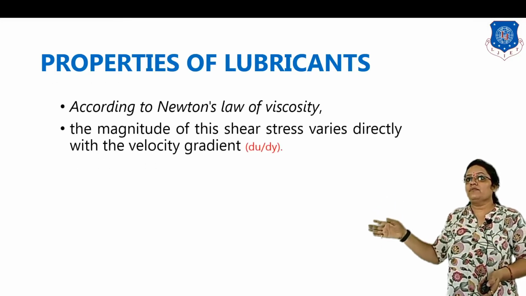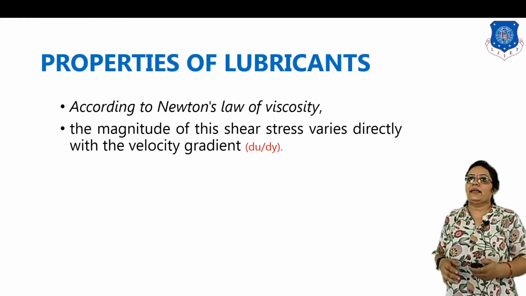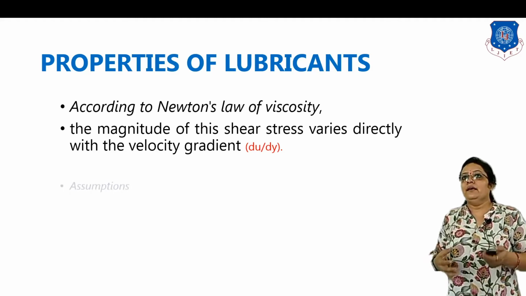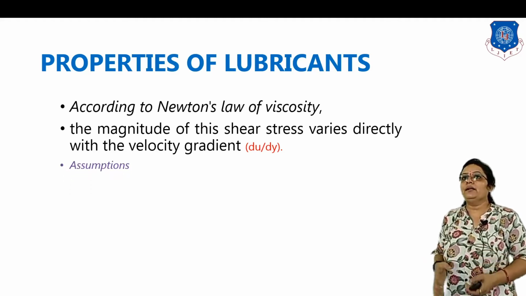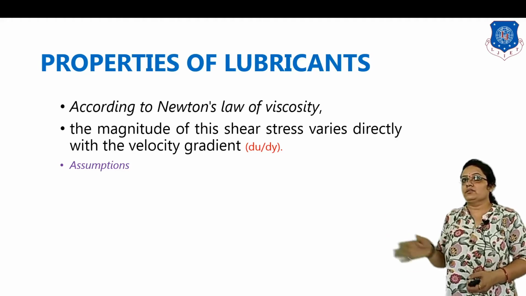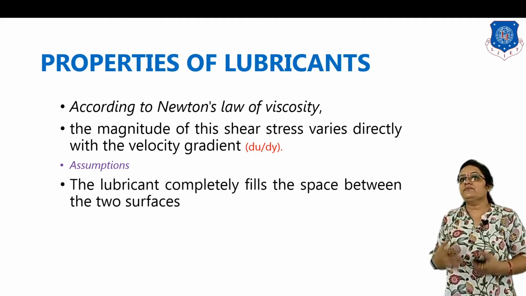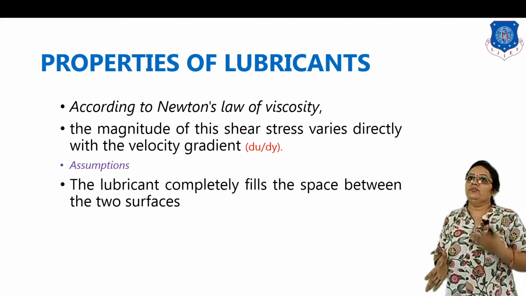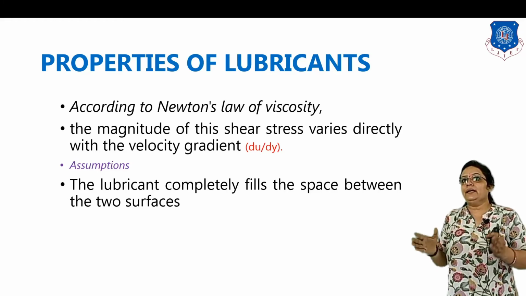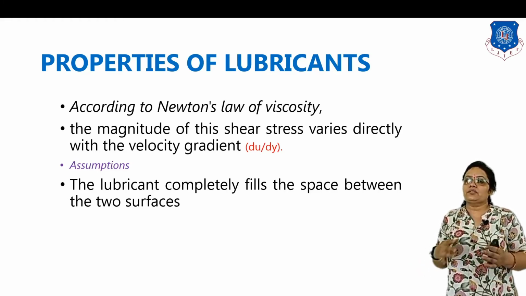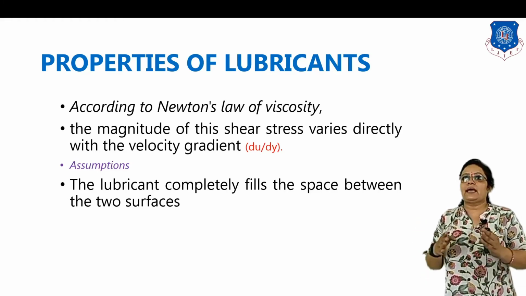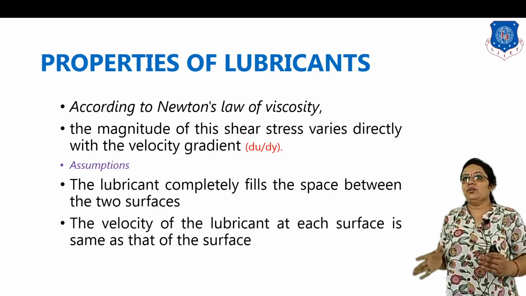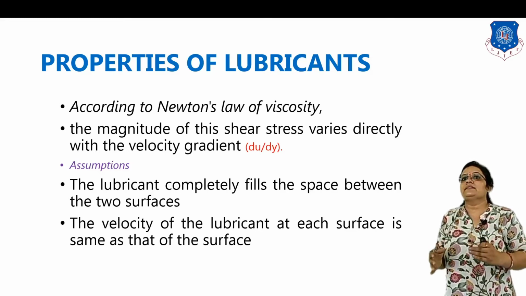So what is Newton's law of viscosity? It states that shear stress is directly proportional to the velocity gradient. This is a very important fundamental. What assumptions do we make before starting any derivation? Newton assumed that the lubricant completely fills the space between two surfaces, one the moving surface and the other the stationary surface. The second assumption is that the velocity of the lubricant at each surface is the same as that of the surface.